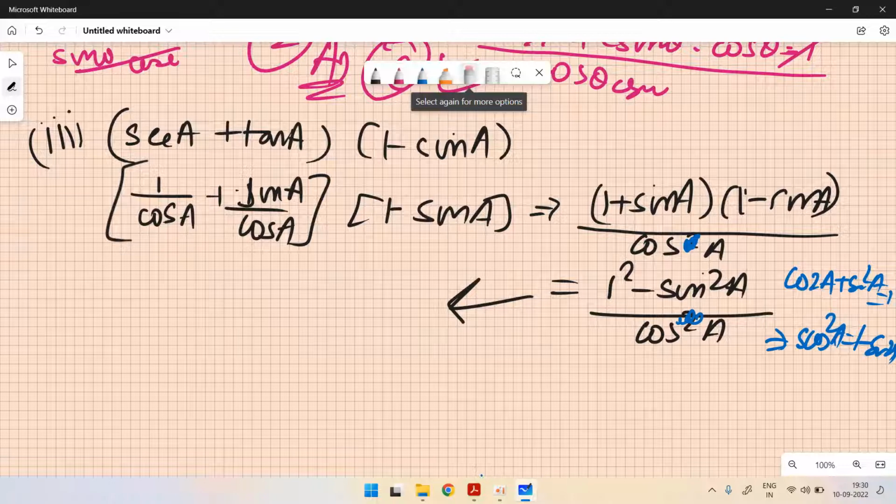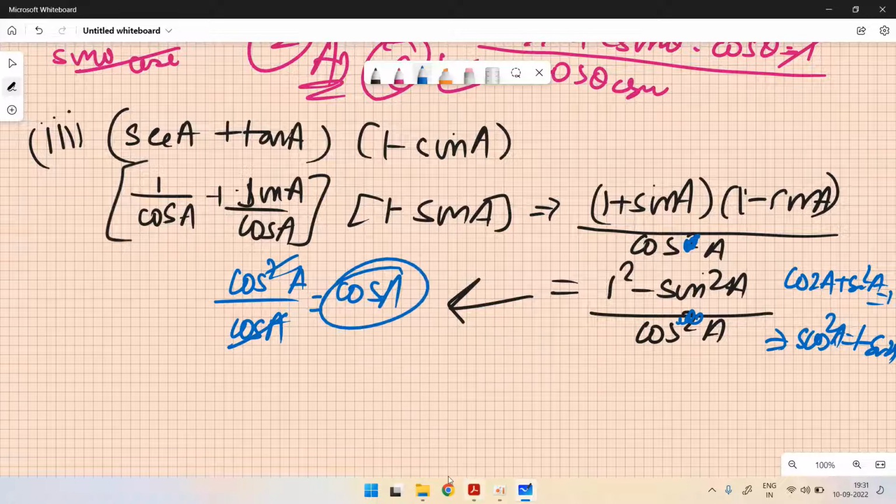This expression will be cos square a by cos a, nothing but if this power 1 power gets deducted, so this will be cos of a. Cos of a is your answer, and cos of a is option D, so option D is correct.